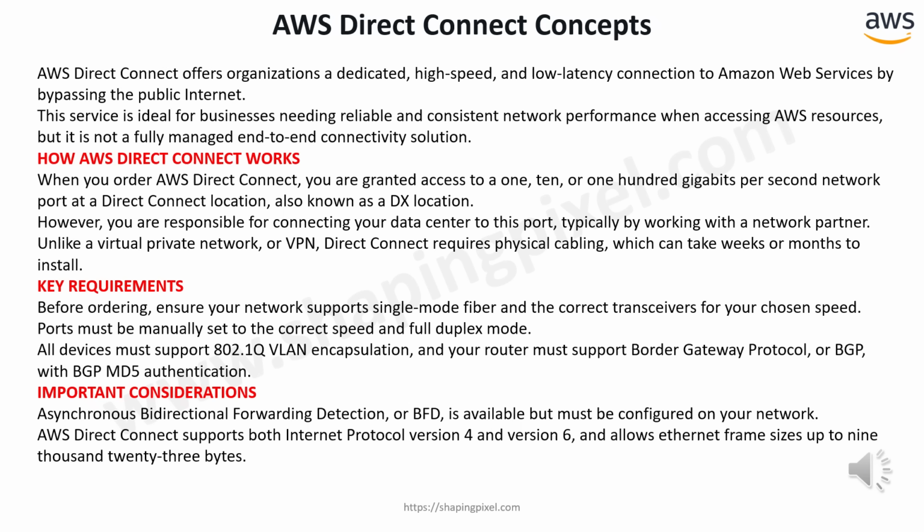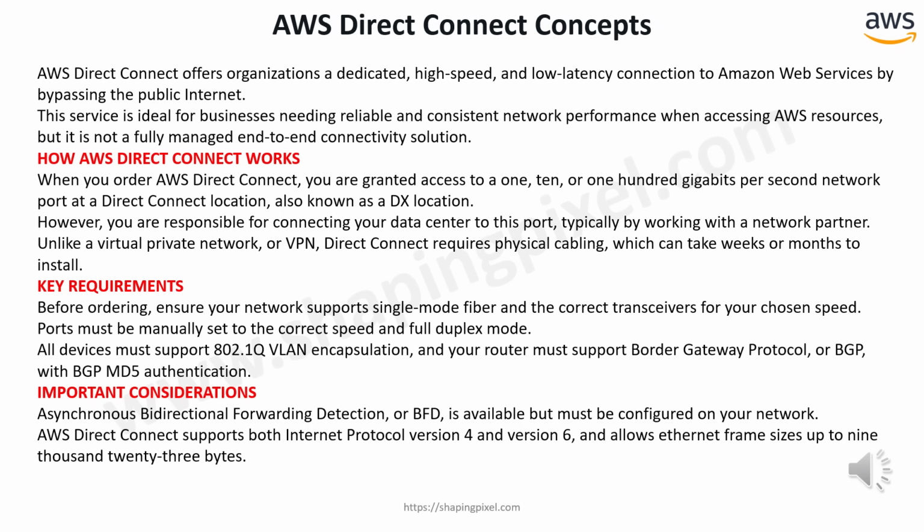AWS Direct Connect offers organizations a dedicated high-speed and low-latency connection to Amazon Web Services by bypassing the public internet. This service is ideal for businesses needing reliable and consistent network performance when accessing AWS resources, but it is not a fully managed end-to-end connectivity solution.